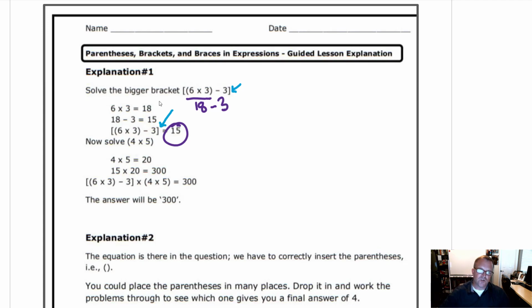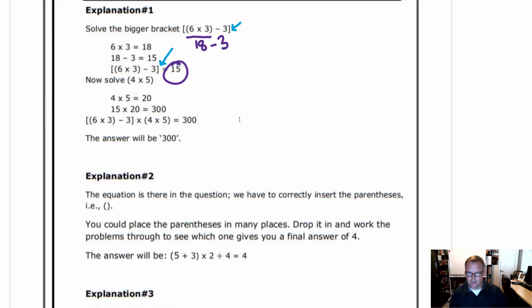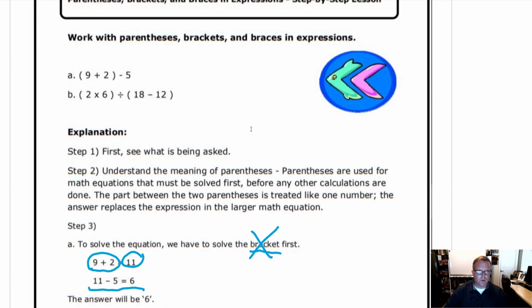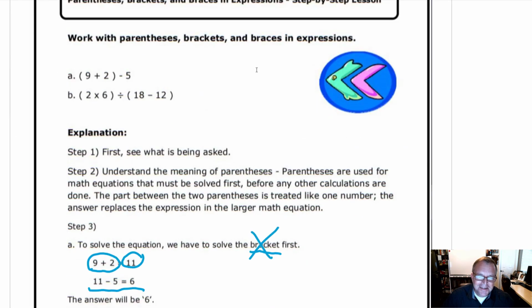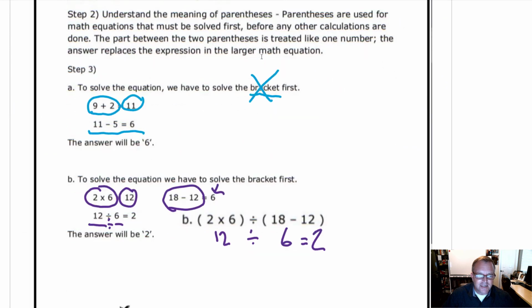All right, now it says solve 4 times 5 in parentheses. Well, there's nothing big about that, right? The parentheses in this case don't do anything because 4 times 5 would be the same. Okay. Now, let's see if we're doing a different problem here. Oh, they must be doing this problem up here, right? I really don't know what they're doing. Okay, let me see.